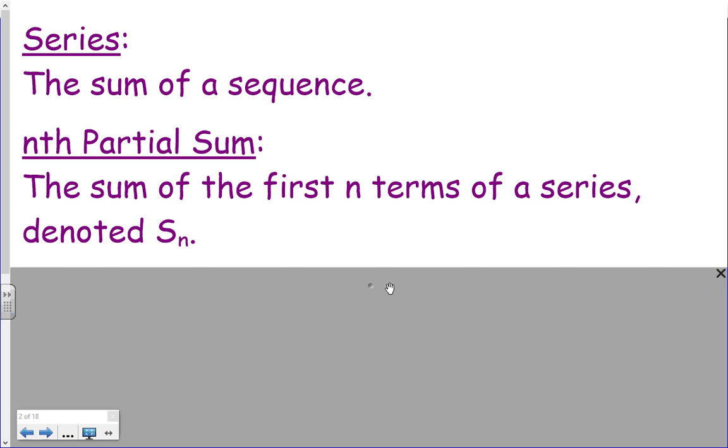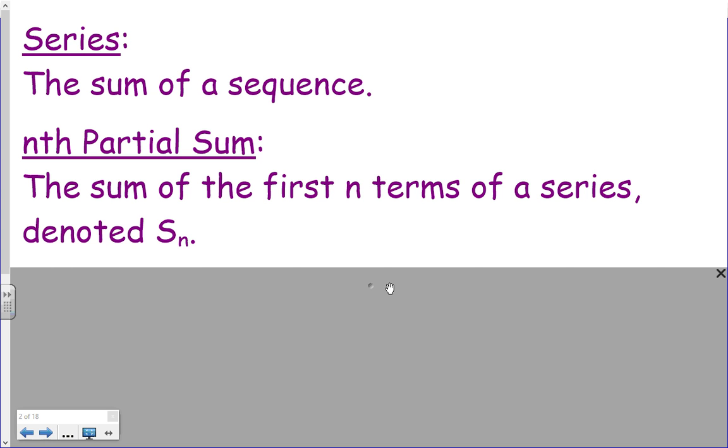The other term we need to define as part of the title here is a partial sum. I'm actually going to define the nth partial sum, which is usually how we describe this. The nth partial sum is the sum of the first n terms of a series. And it's denoted S sub n.